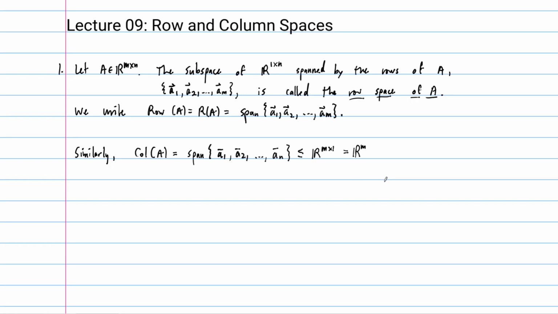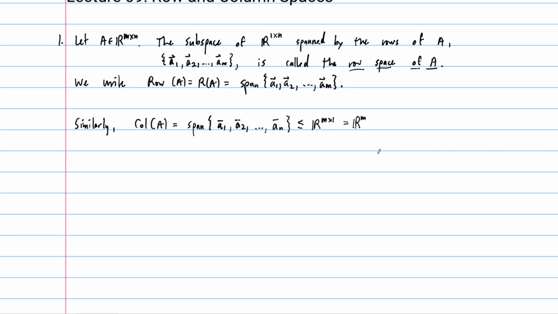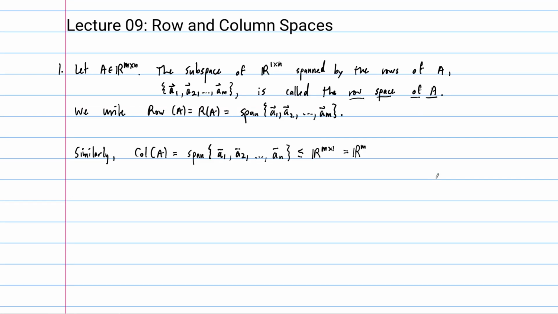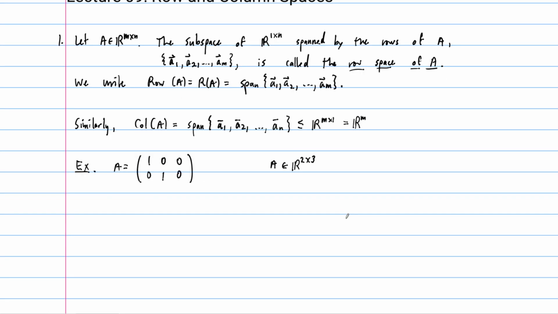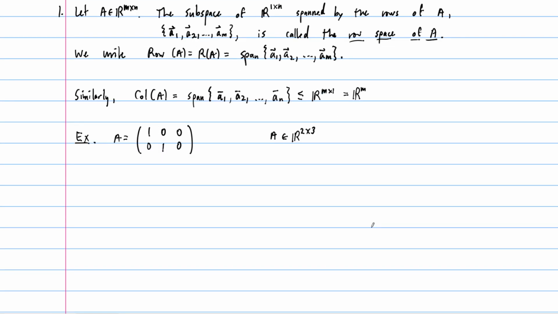So let's look at a very simple example, and then we'll talk about some theorems and some consequences of these definitions, and geometrically, what do these two spaces mean? We'll also define another space as we move forward. But here's a very, very simple example. So the matrix with rows 1, 0, 0 and 1, 0, 0 has 2 rows and 3 columns. So this A is in R^(2 by 3), 2 rows and 3 columns. All right, and let's write down the row space and the column space.